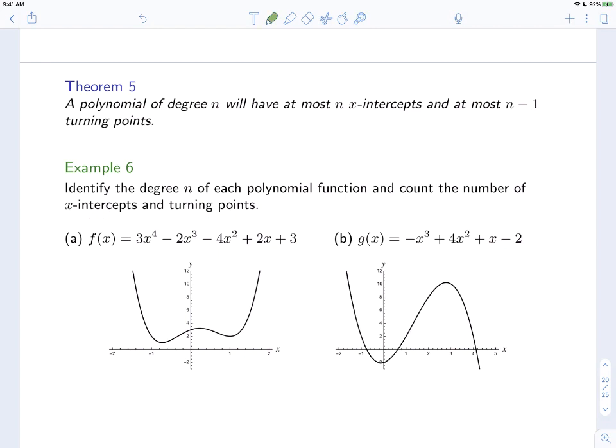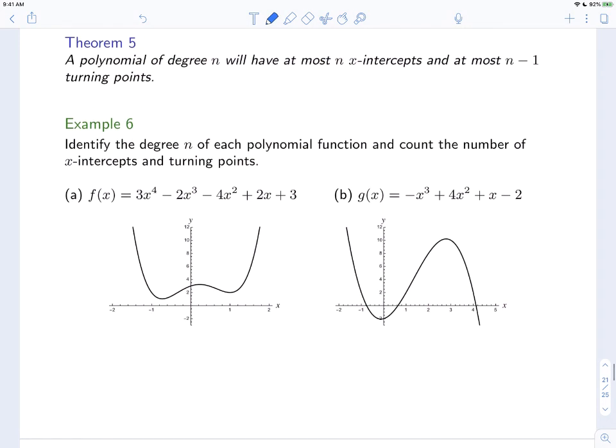So let's do that. For a, our degree n is 4. What about the number of x-intercepts? The x-intercepts are where it intersects the x-axis, and you can see it never does. This graph is entirely above the x-axis, so it never intersects. So that means there are 0 x-intercepts. What about turning points?